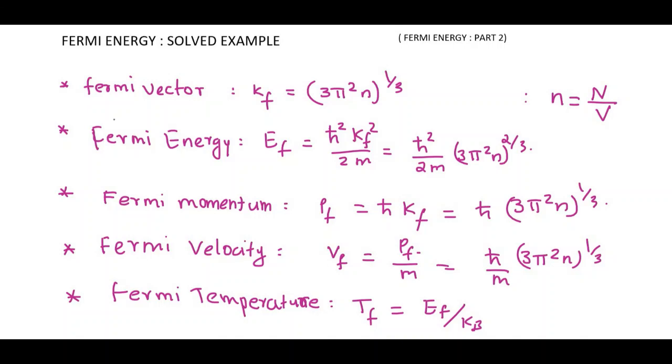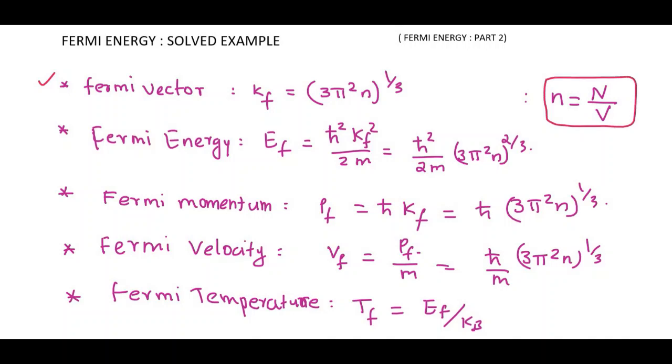Hi friends, in this video we are going to solve two problems related to Fermi energy. Before going to solve problems, first have a look at different equations related to Fermi energy. So first one is Fermi vector kF. Fermi vector kF is given by kF = (3π²n)^(1/3), where small n is number density, which is number of electrons divided by volume.